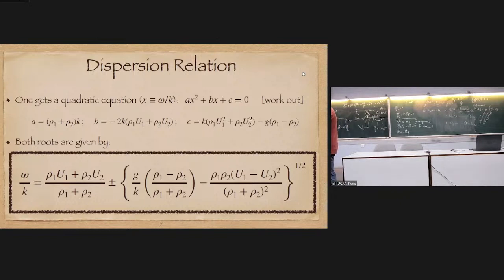Just set, if you are interested in air and water and you're not interested in Kelvin-Helmholtz, no shear, no flow, set all u1s to 0. So this whole thing goes, you have a very simple looking equation.